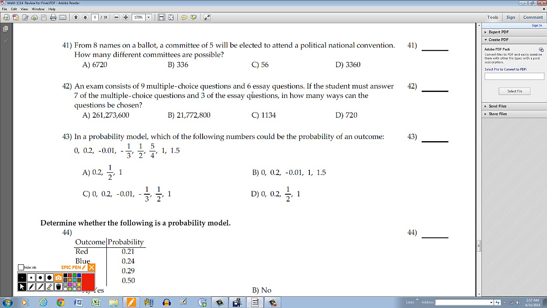We want to figure out in how many ways we have to select the multiple choice questions. From the 9 multiple choice we have to select 7. So using your calculator, you figure out the number of combinations of 9 things taken 7 at a time. That's 36. How many ways can we select the essay questions? We're going to select 3. So 6 questions, select 3. Number of combinations of 6 taken 3 at a time. Use your calculator, you get 20. So you multiply the 36 and the 20, and you get 720.